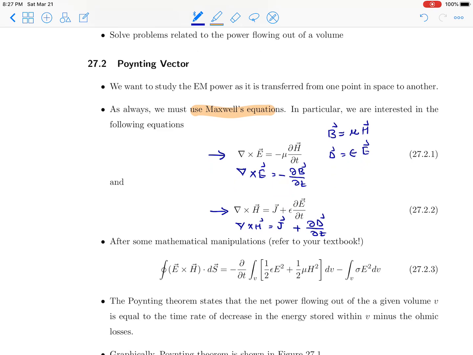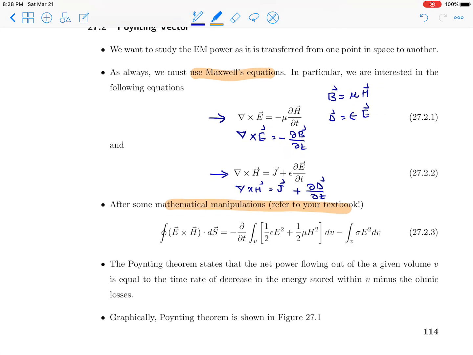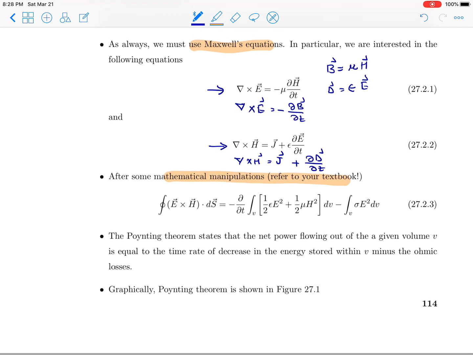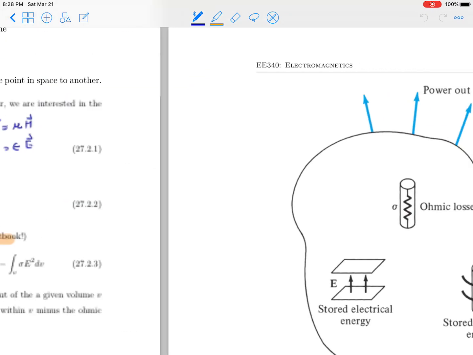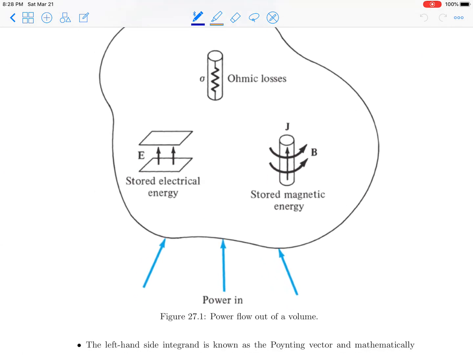After some mathematical manipulation, I encourage you all to go back to your textbook and follow the derivation. It's very important that you understand how to derive things. If you follow that, you will see that the end game, or the equation of interest, is this one. So imagine that we have a volume, a volume like this.